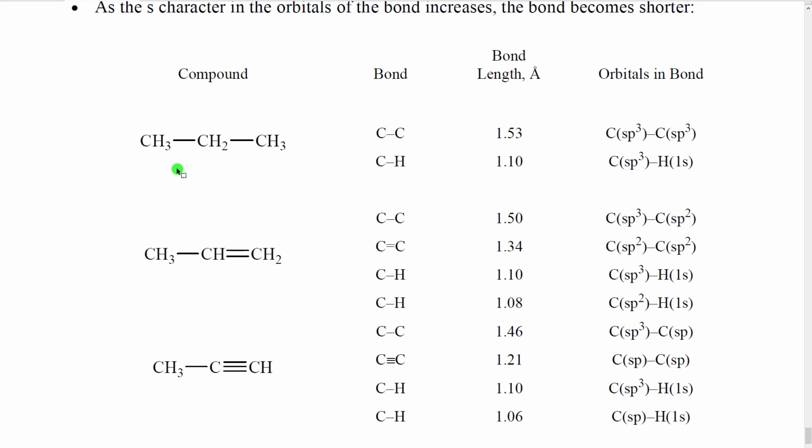Okay, so look at this molecule. In this molecule, there are only carbon sp3 to carbon sp3 bonds. Those bonds, it turns out, are the same length. They're both 1.53 angstroms.